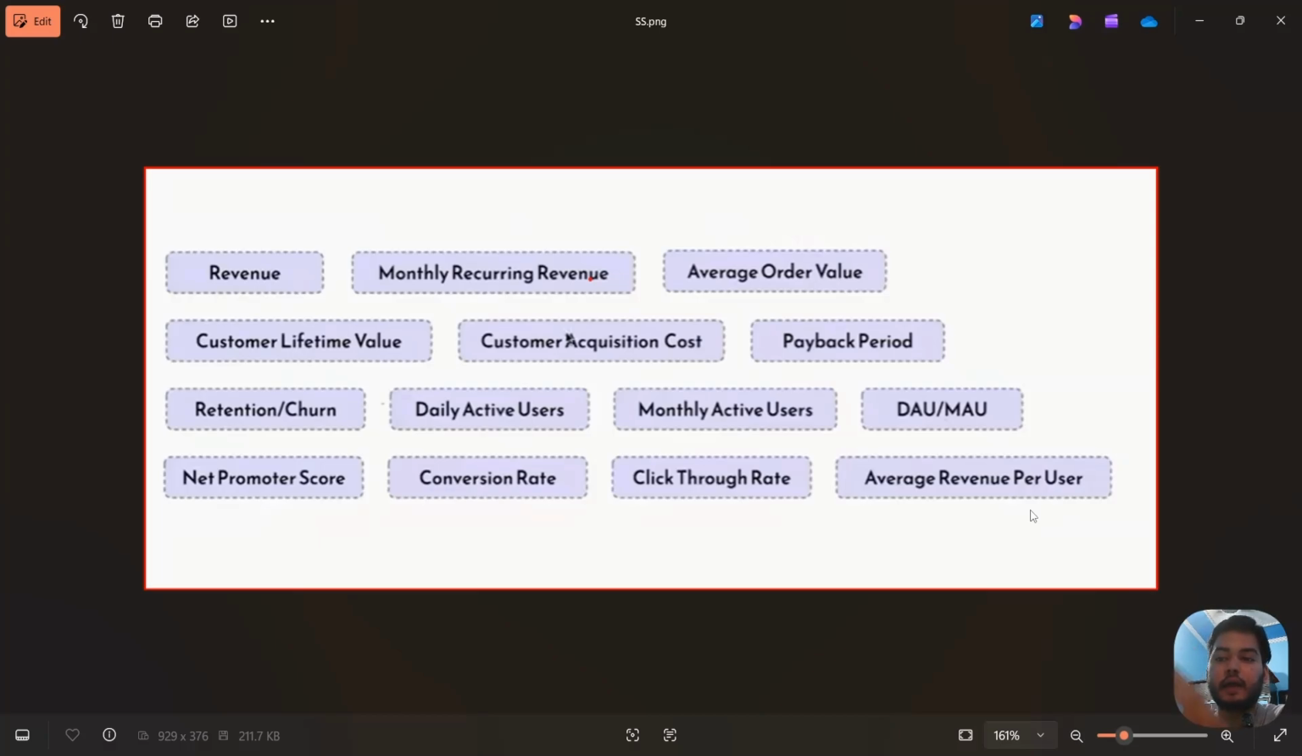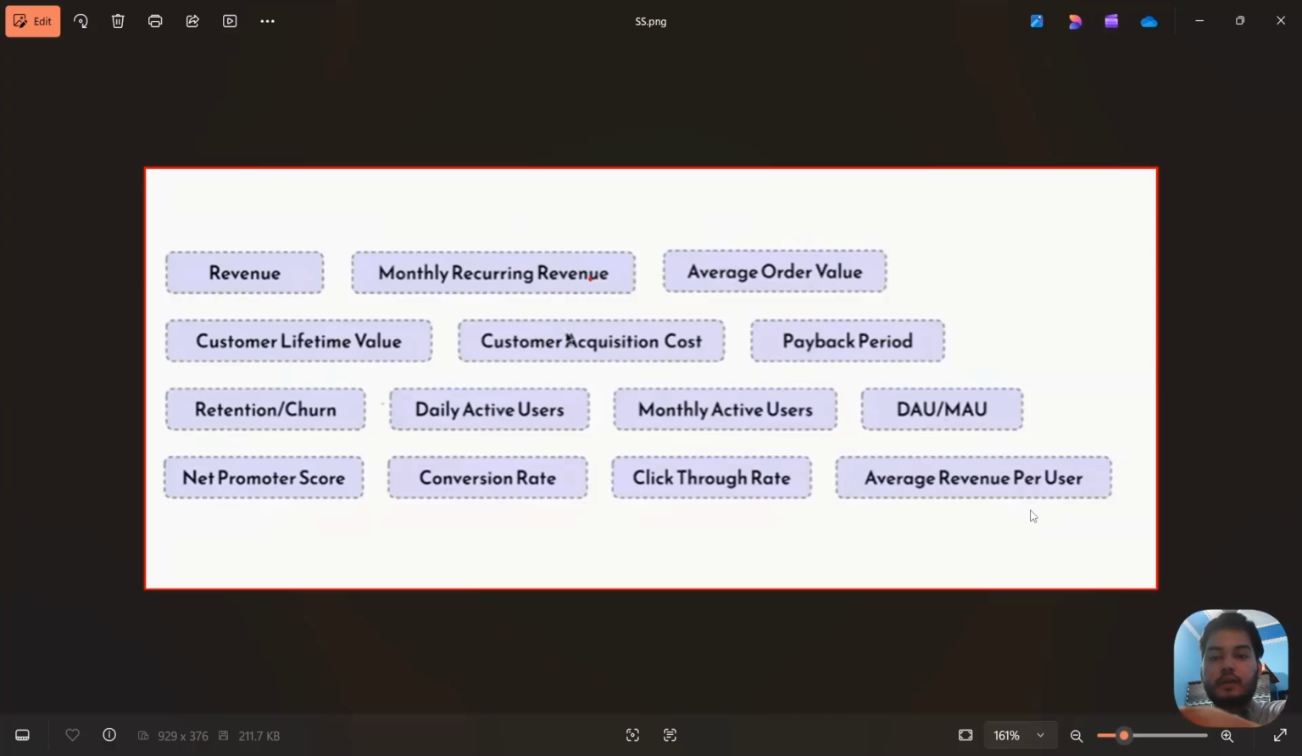Then a customer loyalty metric that measures how likely users are to recommend your product is the net promoter score. If you have an existing customer who really likes your product or services, then he or she is going to recommend it to people they know, and that score is calculated using the net promoter score.